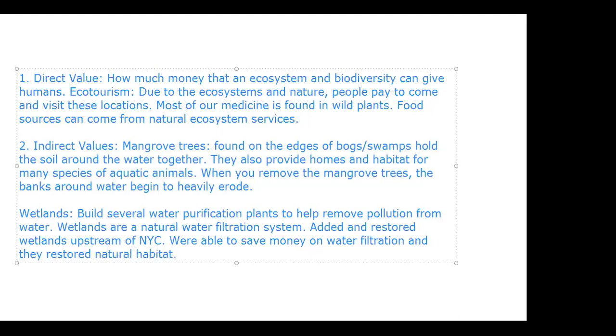Okay, and so when they did this, there was that indirect value that we can't always see. We're not directly making money off of these wetlands, but they were saving money due to their water being purified naturally, and we were able to have a bunch of natural habitat being restored. Okay, so this was a win-win. People save money, water gets clean, natural habitat gets restored. Right? Are there any questions on these first two?